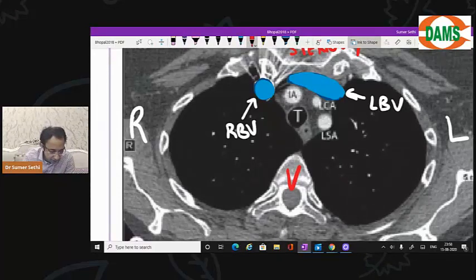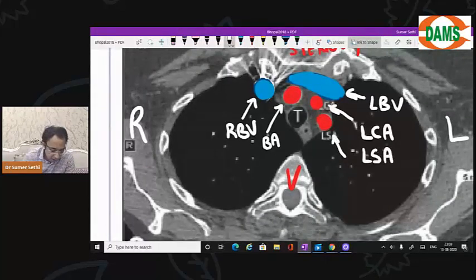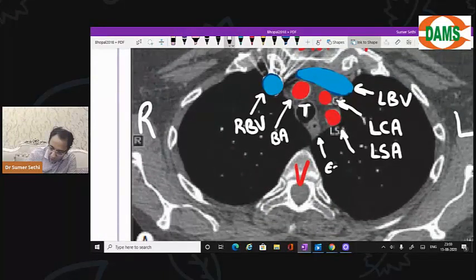Just behind the veins, you have three arteries. The first artery that you see here is brachiocephalic artery. Second is left common carotid. Third is left subclavian artery. What you see in the center as T is trachea. Behind the trachea, you can see a small muscular tube called the esophagus.